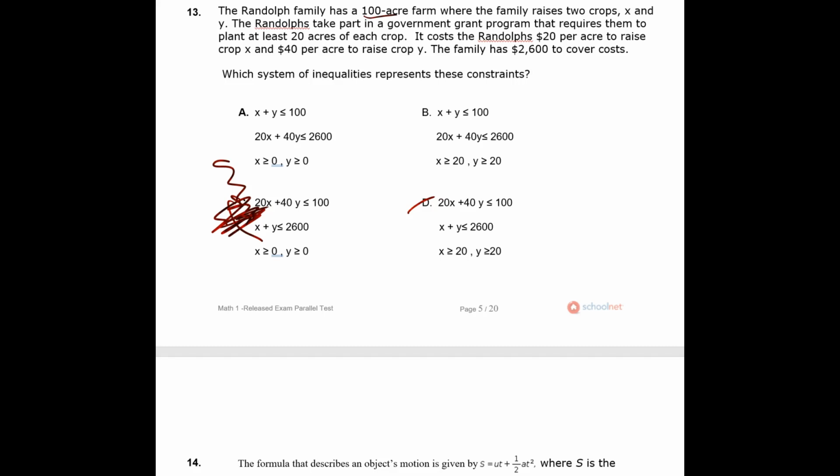So, what was I going to say? I lost my train of thought. Oh, yeah. So, 20 acres.